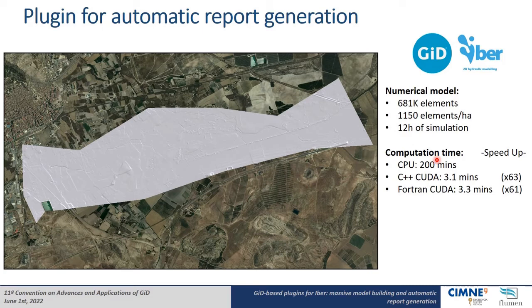Iber sequential code or CPU computation required 200 minutes for a 12-hour simulation. With the 2 available GPU parallelizations made in C++ CUDA and Fortran CUDA, the elapsed time was reduced to 3 minutes, reaching speedups of around 60 times.